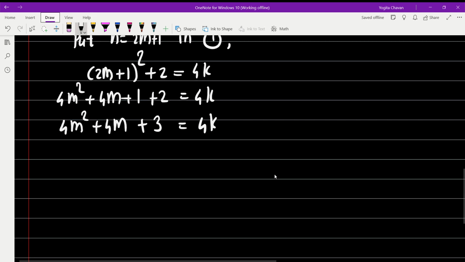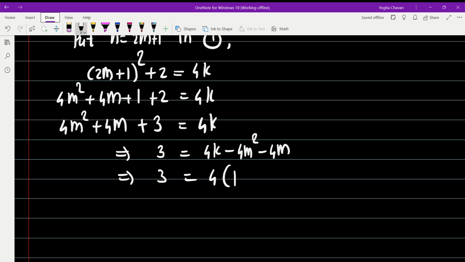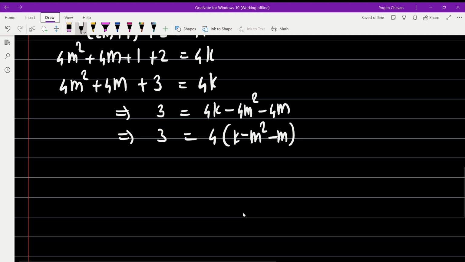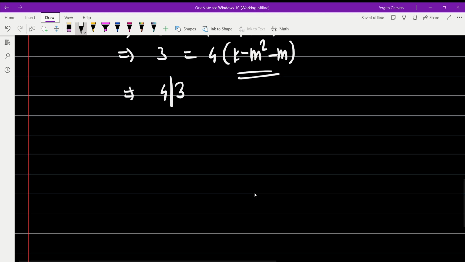So this implies now 3 is equal to 4k minus 4m square minus 4m. So 3 is equal to 4 in bracket k minus m square minus m. So 3 is equal to 4 into some integer. K minus m square minus m is an integer because k is integer, m is integer, so this combination is also integer. So by definition of divisibility, 4 divides 3, which is again a contradiction.